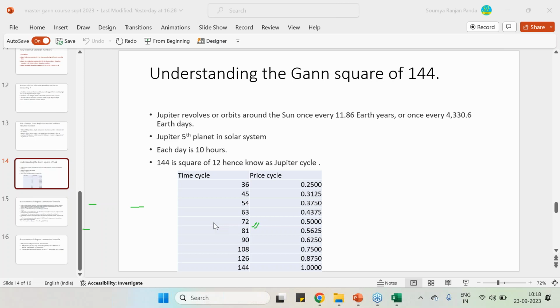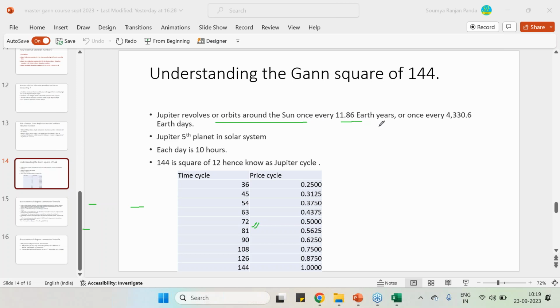So here Ram Kumar ji is following, and he has also sent a message. I will send it to you. So I will share it with you. 144 has come from the Jupiter cycle. Jupiter orbits the sun once in every 11.86 Earth years.